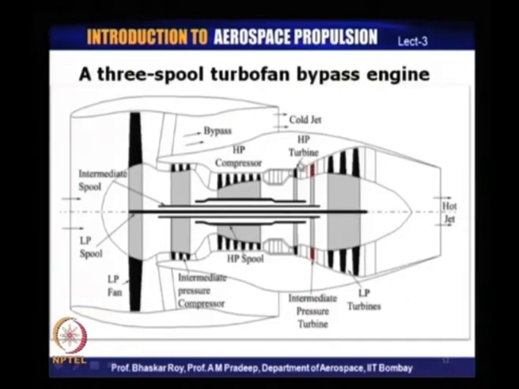This is a 3-spool bypass. Now, it has 3 spools. The inner shaft goes right through, runs only the fan. We have an intermediate pressure compressor that runs through an intermediate shaft spool, and then of course, you have the HP spool, which is the outer spool. So, you have a 3 shaft arrangement, and some of the modern engines today do have this 3 spool arrangement. It gives the designer the independence of running 3 spools at 3 different rotating speeds or RPMs and design them accordingly.